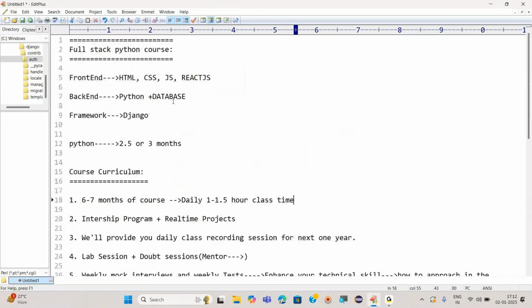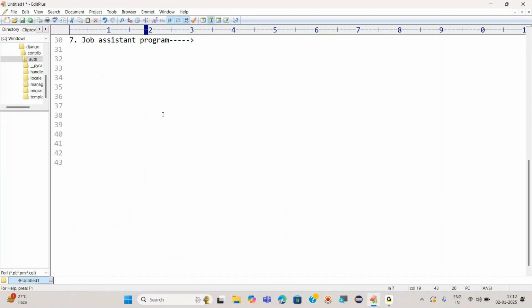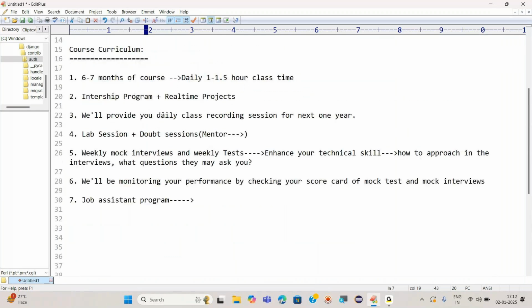Now what are the things we are going to see? Let's forget about front end. Let's forget about the framework. We'll first talk about Python itself. What are the things we are going to see in Python?